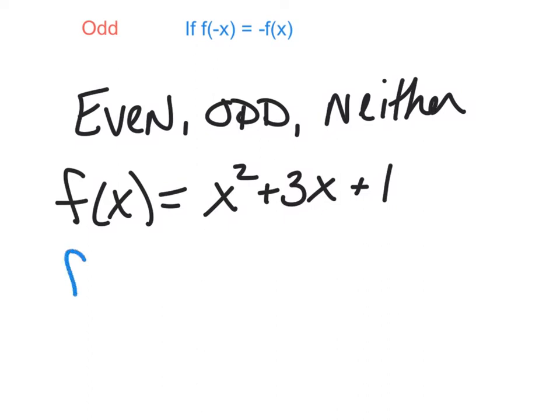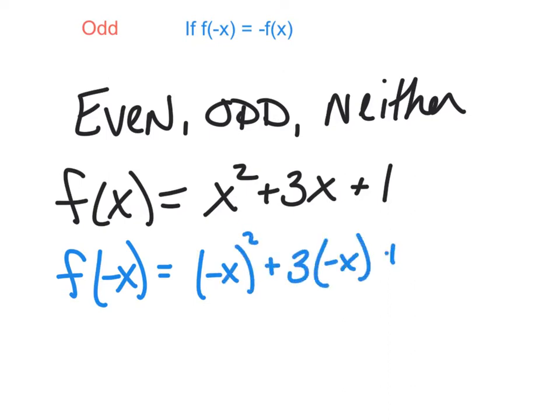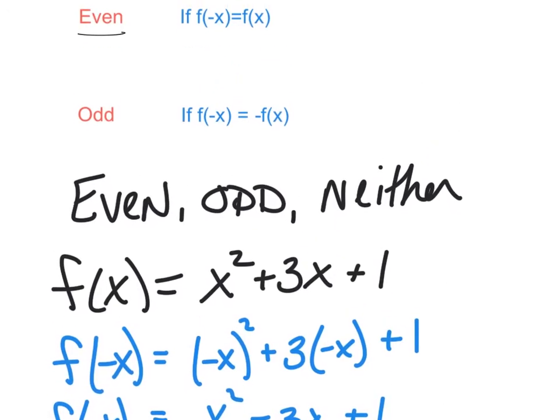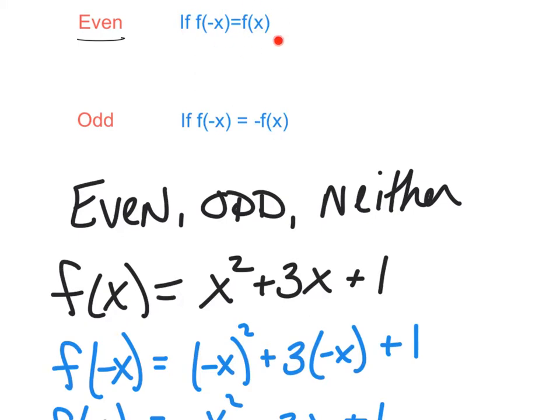Either way to test, I'm substituting in negative x, and every time I substitute, I'm going to use parentheses. So negative x squared plus 3 times parentheses negative x plus 1. I'm just checking to see what I get out. Anytime I square something, we should know that comes out as a positive, so that's x squared, minus 3x plus 1. So now the question is, did you get the original, so it's even? Did you get a negative version, so it's odd? Or did you get a mixture and it's neither?